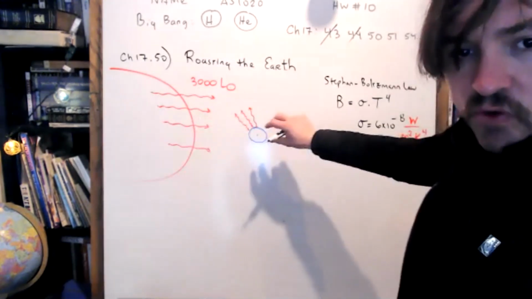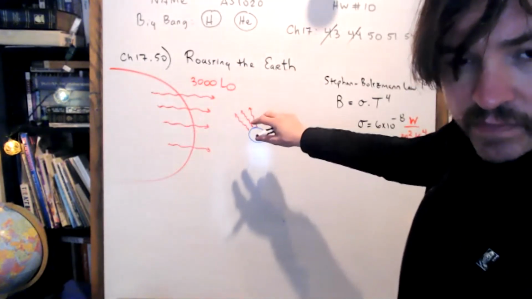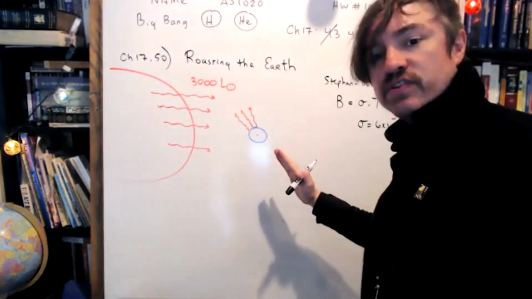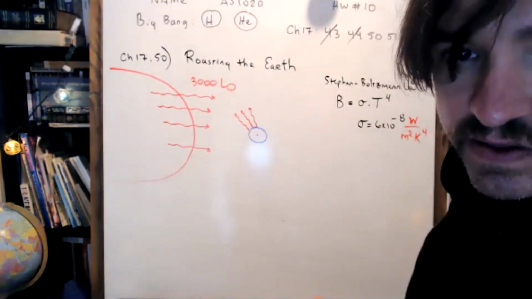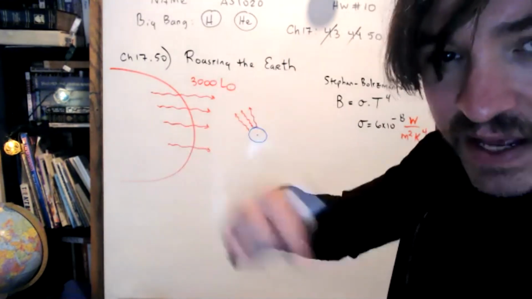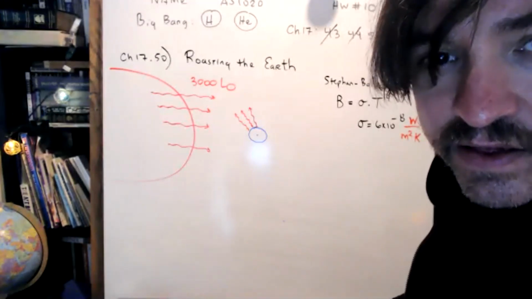If the Earth is absorbing 3,000 times as much radiation from the sun, it needs to re-radiate that energy back into space. Otherwise, Earth would keep gathering energy from the sun, and it would be a little energy absorbing machine, which can't work by the conservation of energy.